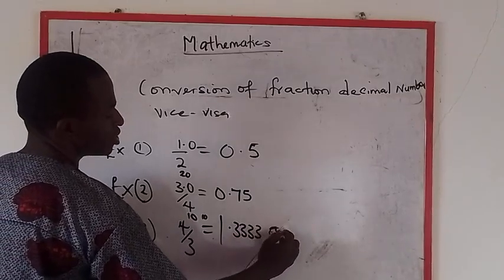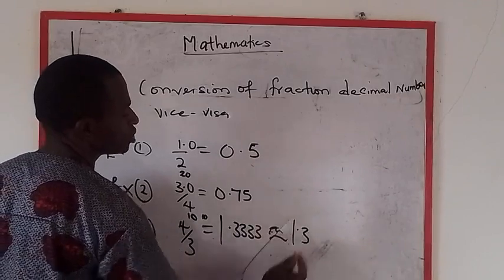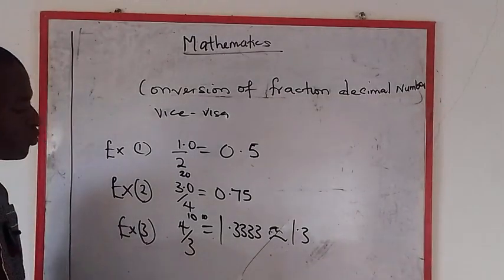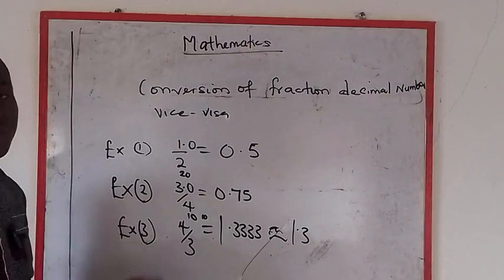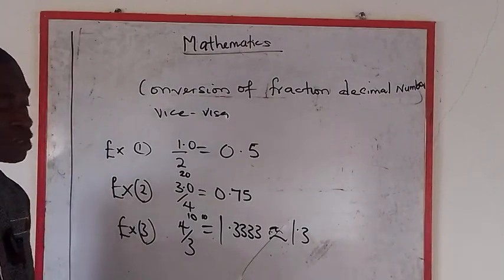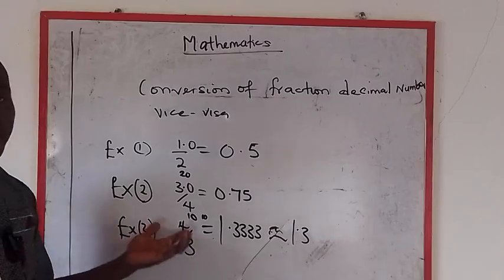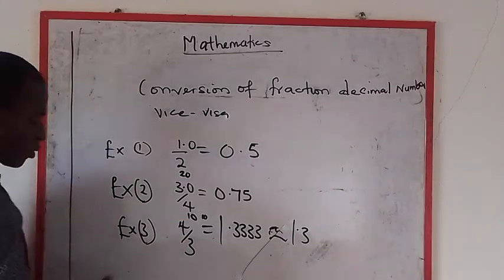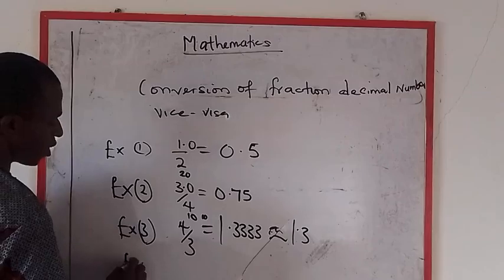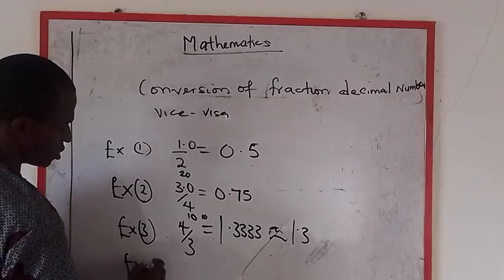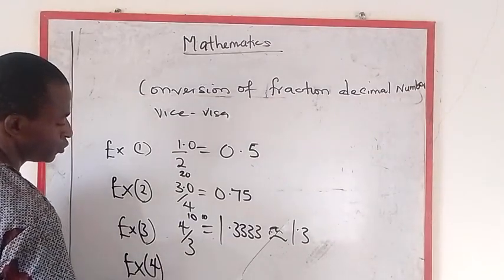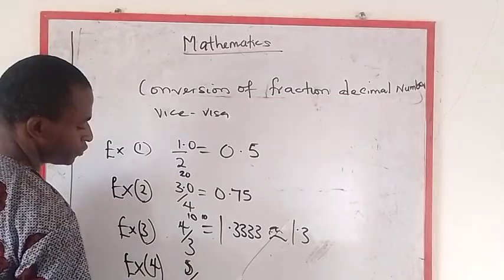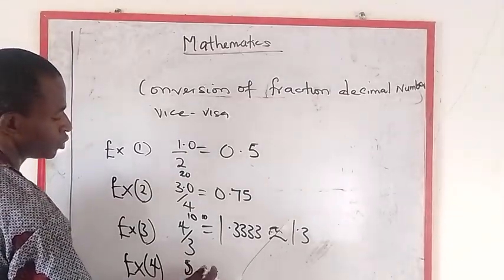So you can say 4 over 3 is equivalent to 1.3, because the 3 will continue. Check your calculator, check any means. You will realize that you have something like 1.3 to infinity, no ending. That is for improper fraction. Other examples I want to give you is this 5 over 4.